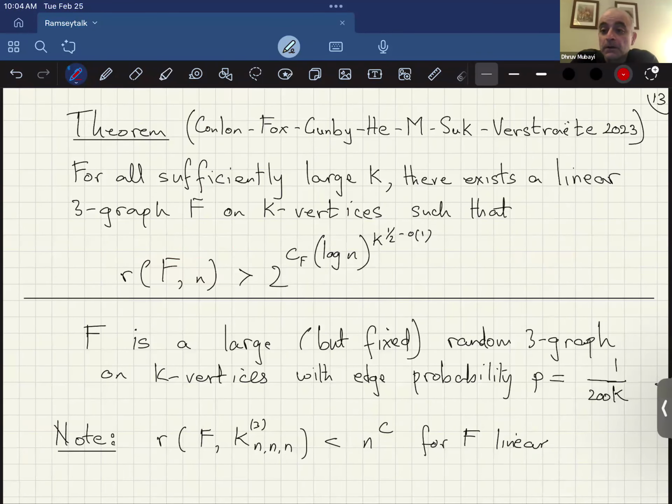It's not true. A year or two ago, Conlon, Fox, Gunby, myself, Suk, and Verstraete proved that this is not true. Namely, that there exists a linear hypergraph on k vertices, where k is a large constant, whose off-diagonal Ramsey number is superpolynomial. So it's 2 to the log n to a power that's bigger than 1, 2 to the log n to the root k, in fact.